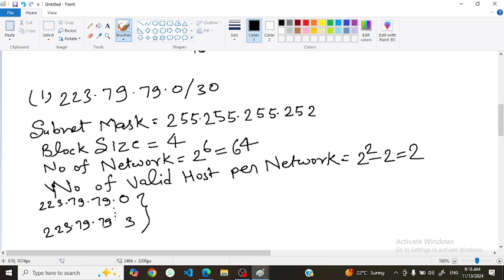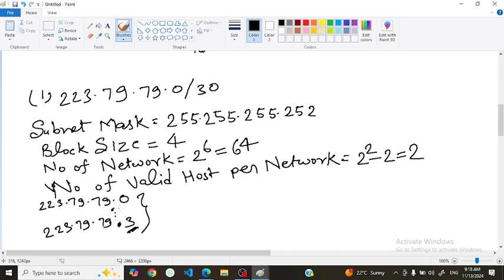Okay. Abdul, I got the network ID as the starting point and the ending point as 3. So 2 to the power of 2 minus 2, which is 2, right? Yes. So why are we going up to 3? We are starting from the network ID, which is 0, right? Yes. And the broadcast ID will be 3.